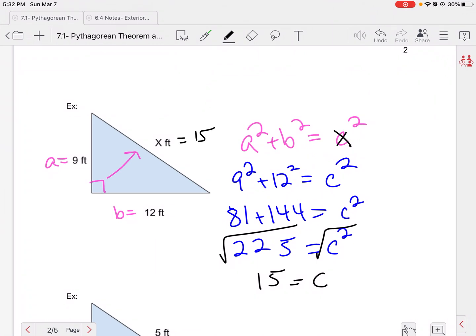And we could have called C x all the way through. Like I could change all these to x's. That really doesn't matter though. Okay?